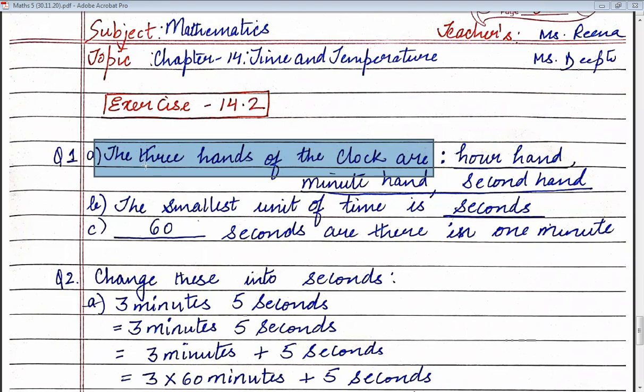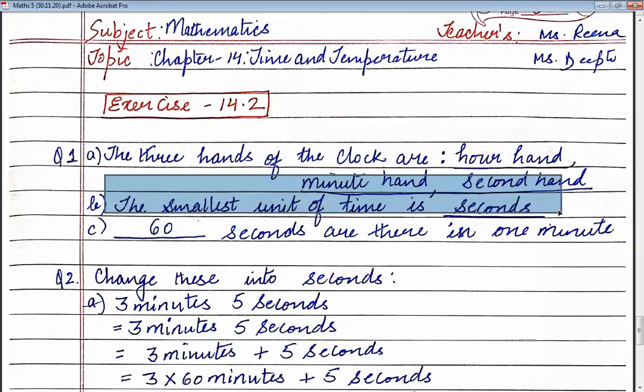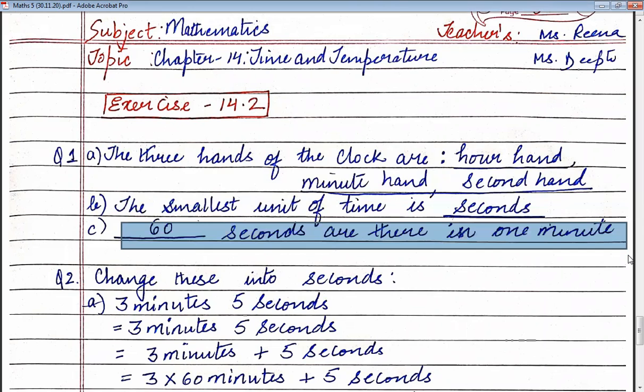Now let's read the B part. The smallest unit of the time is seconds. Okay, children, what is the smallest unit of the time? That is second. Now, next C part. Dash seconds are there in 1 minute. In 1 minute, how many seconds are there? That is 60 seconds.